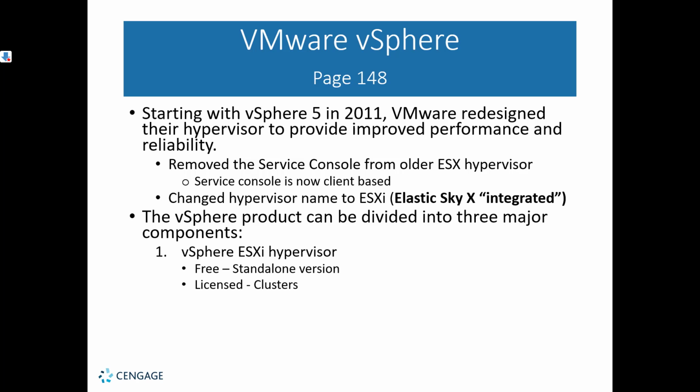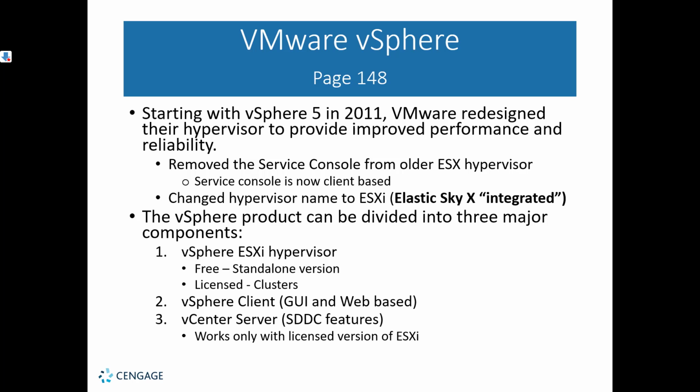The vSphere product can be divided into three major components. The vSphere ESXi hypervisor, which is available in both free, standalone, and licensed versions. The vSphere client, which is available in a GUI that can be installed on Windows or a web-based version. And the vCenter Server, which has the software-defined data center features we've been talking about, but it works only with licensed versions of the ESXi hypervisor.